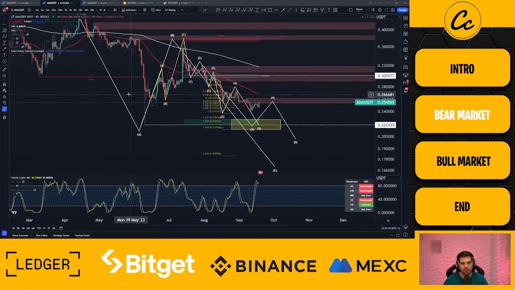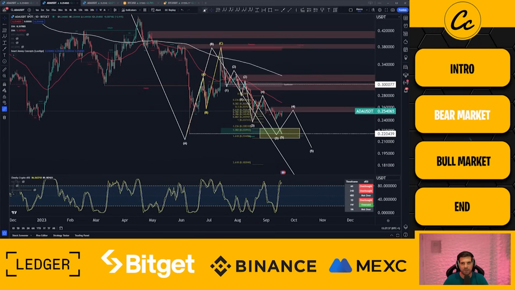Now, we are in a bearish structure on our daily time frame. Okay, we can note this from our smart money concept structure, which is a bearish pattern right now.